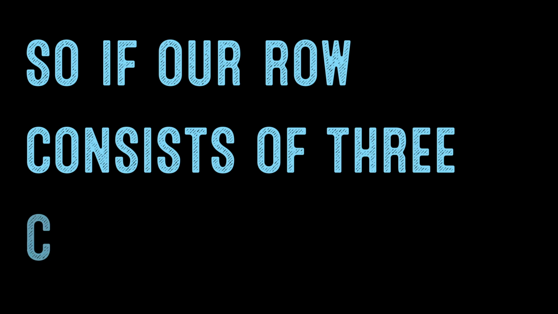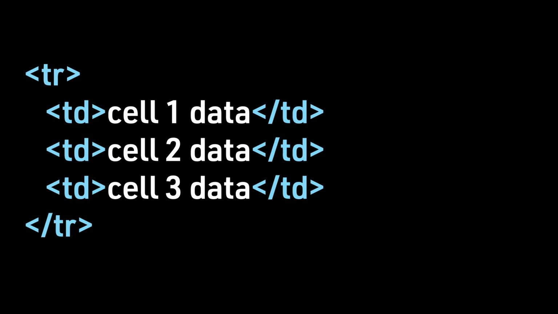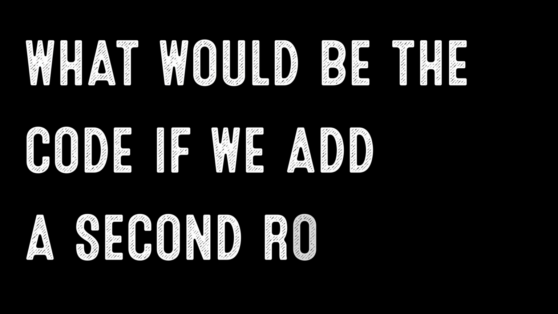So if our row consists of 3 cells, it would look like this. TR opening tag, TD opening tag, cell 1 data, TD closing tag, TD opening tag, cell 2 data, TD closing tag, TD opening tag, cell 3 data, TD closing tag, TR closing tag. They will align horizontally. What would be the code if we add a second row of 3 table cells?